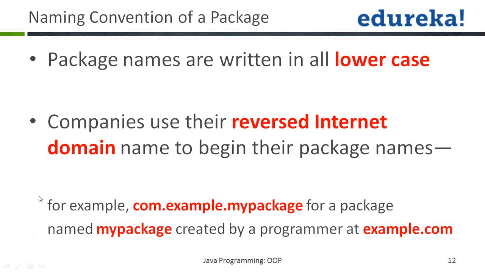What does that mean? For example, com.example.mypackage for a package named mypackage created by a programmer at example.com. So example.com was the website, the domain name. What it did, it reversed the domain name, so it is com.example and the name of the package is mypackage, so you write .mypackage. So this will be the entire package name, com.example.mypackage. This is one convention that is generally followed by companies. Everyone, are you clear till here? Please write down on the chat window.